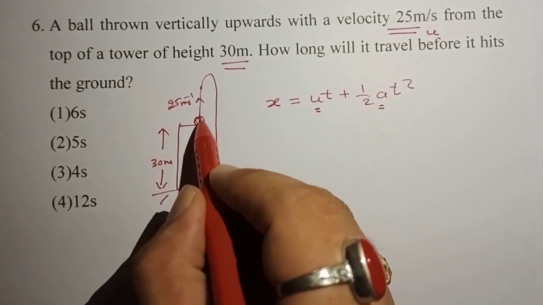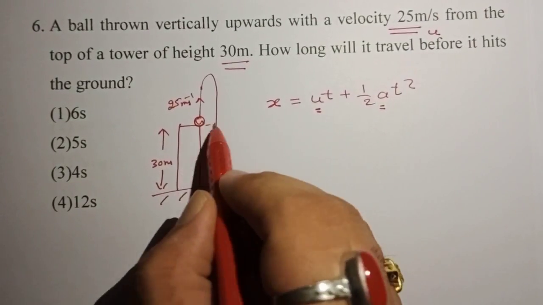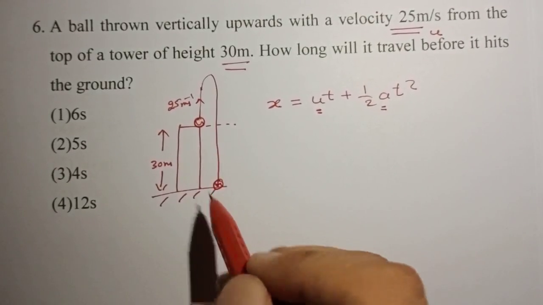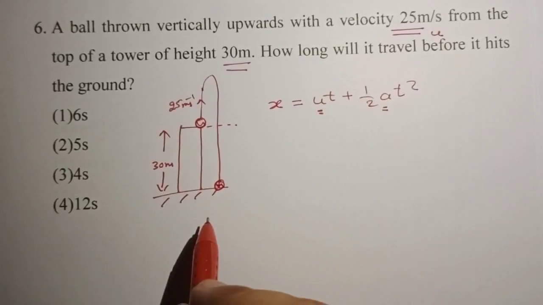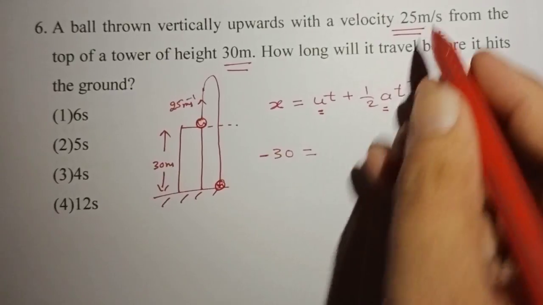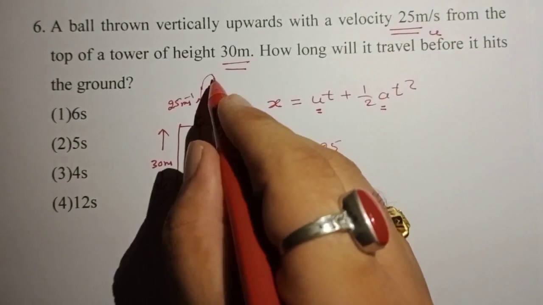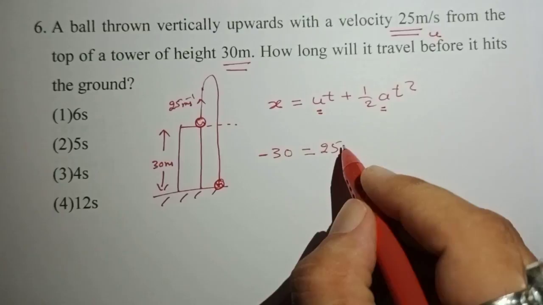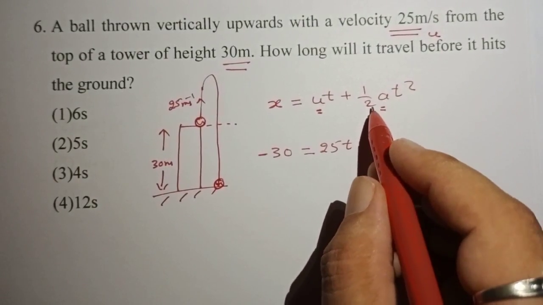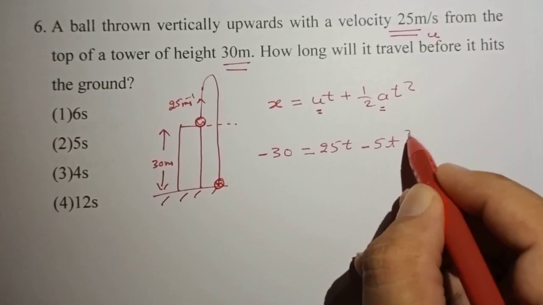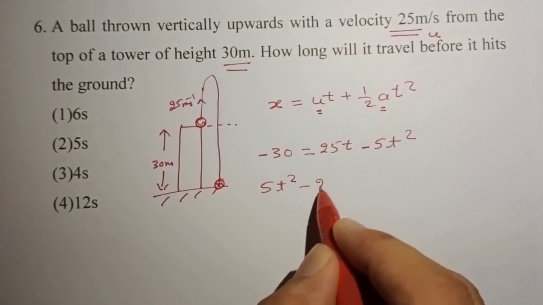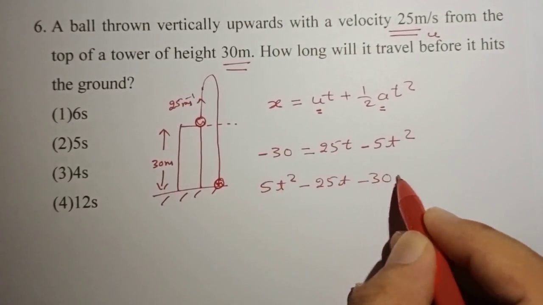Initially the ball is here, finally the ball is here. If I take this as a reference, the actual displacement is downward. When the displacement is downward, it is negative. So I can write minus 30 equal to u t, where u is 25 because the object is thrown up, so it is plus 25 into t. And a is how much? a is minus 10, minus 10 by 2 is minus 5, so minus 5 into t square. I'll rearrange it a little.